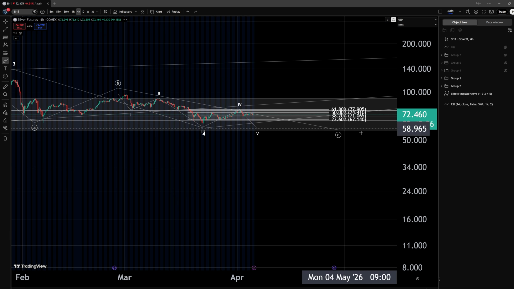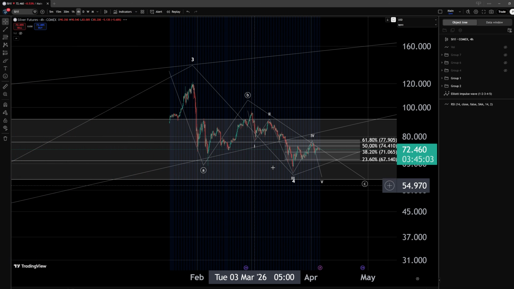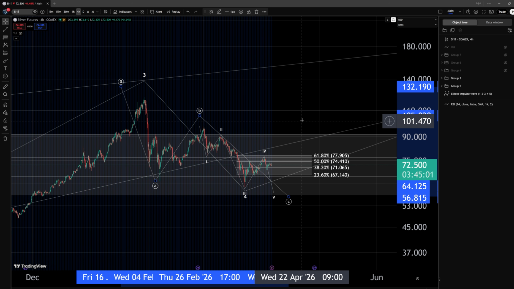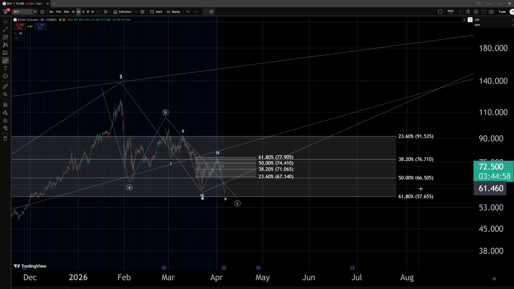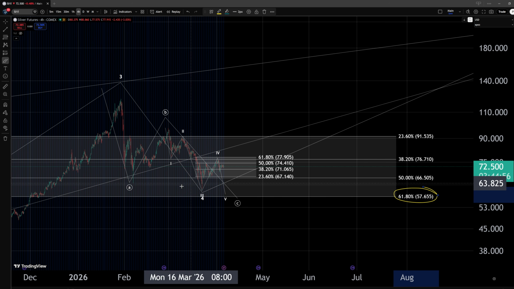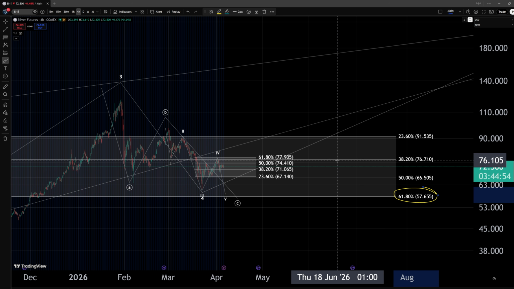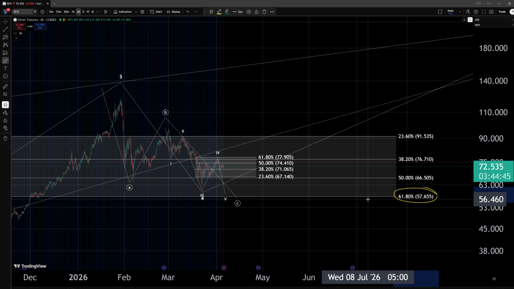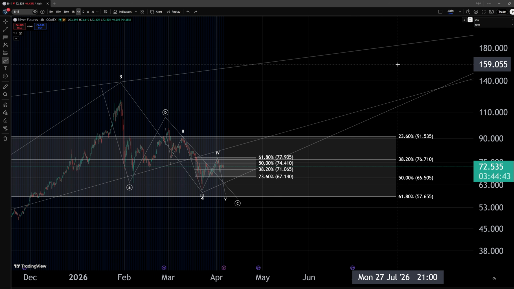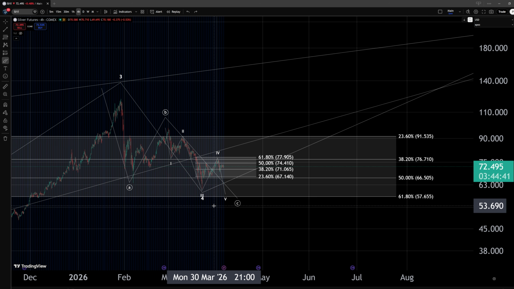Now, in this structure, as I was saying, we would like to see one additional low. We have been tracking this idea of an ending diagonal within this internal wave C. We would expect it to reach somewhere into the region of the last level of support. Doesn't need to touch it perfectly. This is an overall region we expect a reversal from, and ultimately, as long as we do not get a sustained break below the 61.8% retracement, we can still track continuation to higher prices within the wave 5.